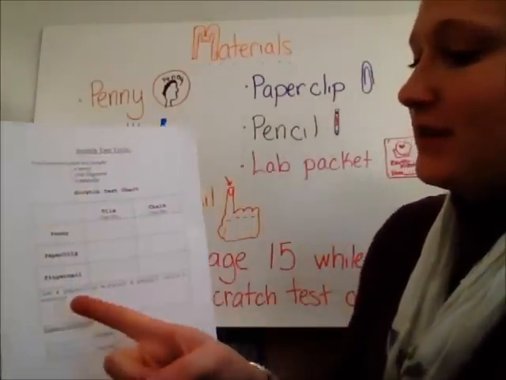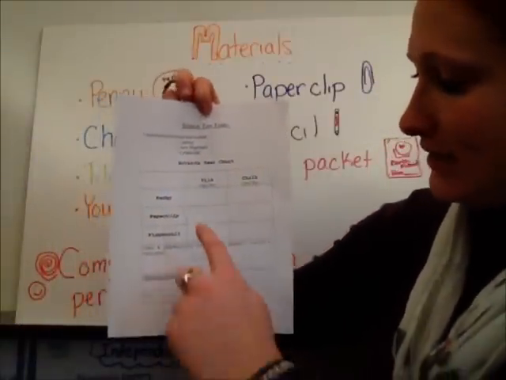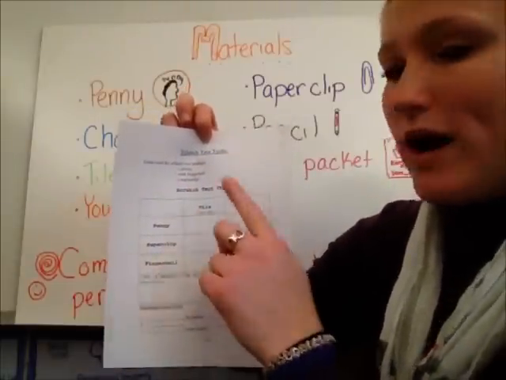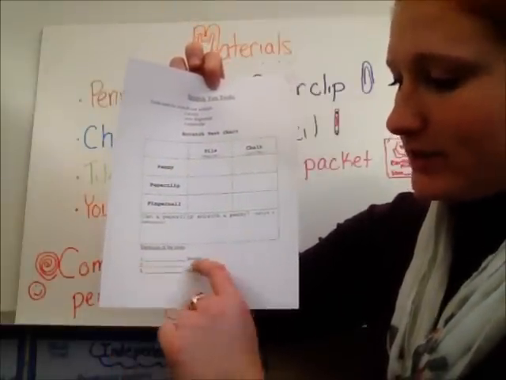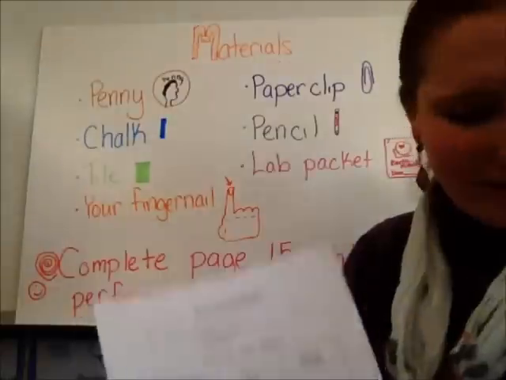And you're going to record it in your lab packet. Then it says, can a paper clip scratch a penny? Write a sentence. And then you are going to look at how hard the penny, paper clip, and fingernail are, considering what can scratch it. And then you're going to put it in order down on the bottom. First would be the hardest, second would be in between, and third is the least hard. So you need to do all of that on page 15.